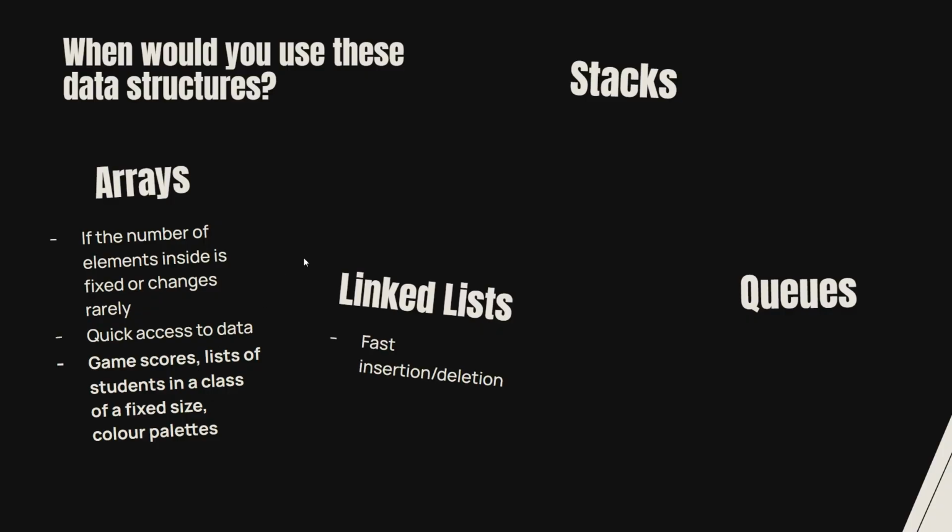Linked lists allow for fast insertion and deletion of data. These are commonly used in playlist editing, where you have a playlist and you can move around the songs, and in browser history navigation, where you can go forward and back while you peruse the internet.